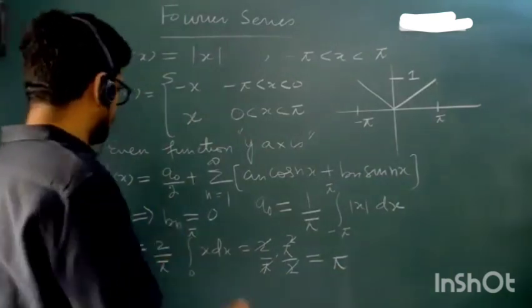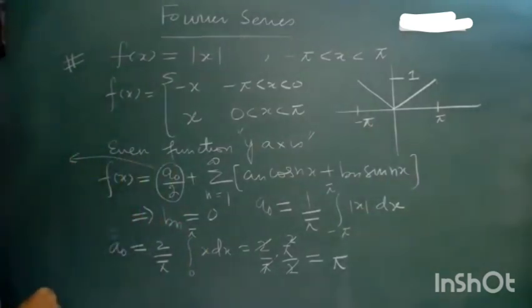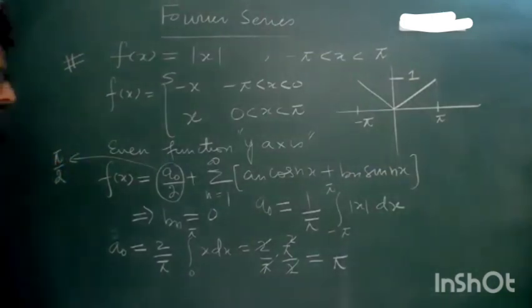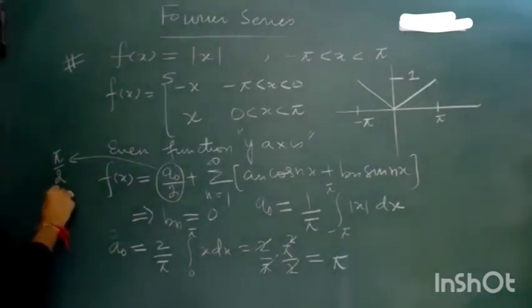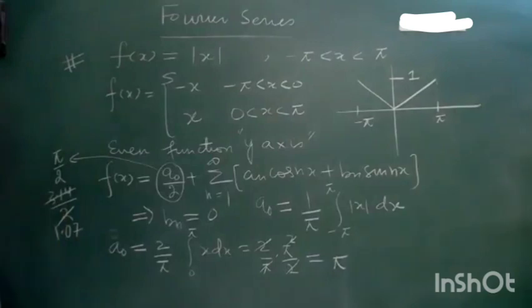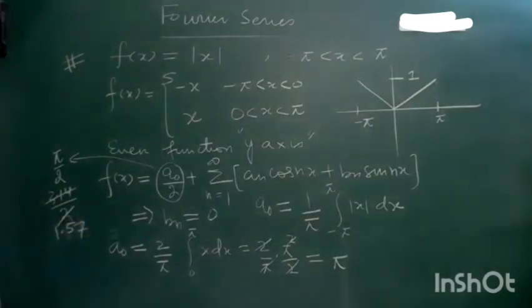So what is the first term? The value of a0/2, the first term, how much will it come to? π/2. And can anybody tell what is the value? 3.14 by 2, that is 1.57. The first term, na?